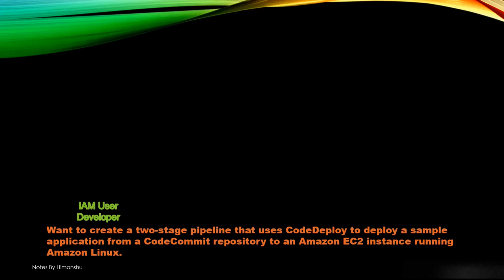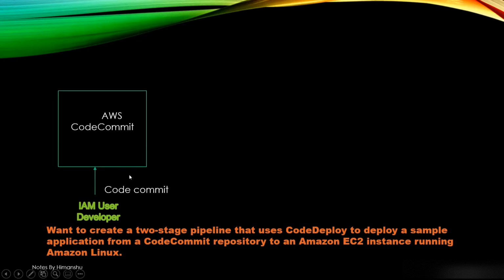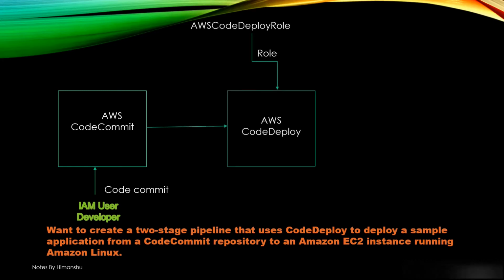So first thing, we need to have one user, an IAM user basically. Once we have the user, we will commit our code into the AWS CodeCommit repository. So basically we will create one repository, and with the help of Git, we will commit that source code. Once the source code is available in the CodeCommit repository, then we will do CodeDeploy. CodeDeploy is also a service from AWS.